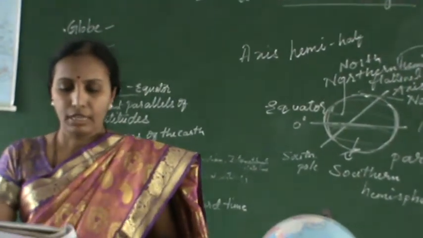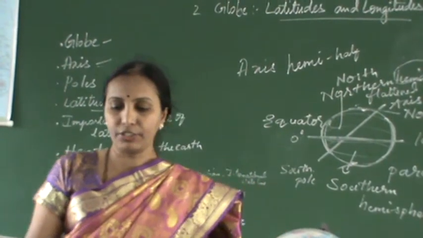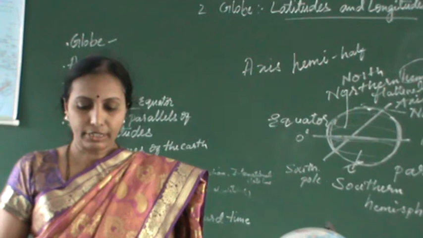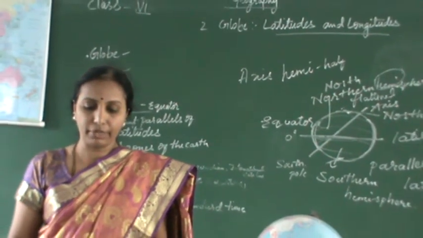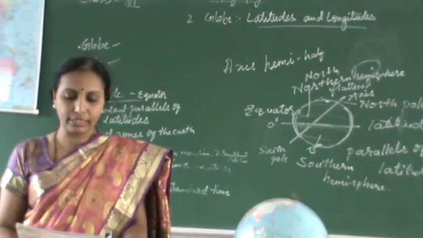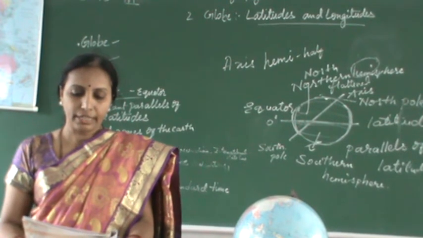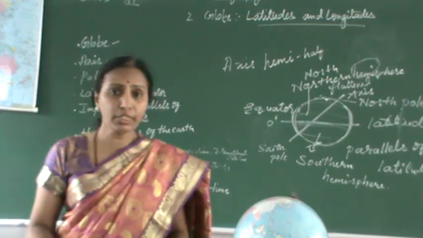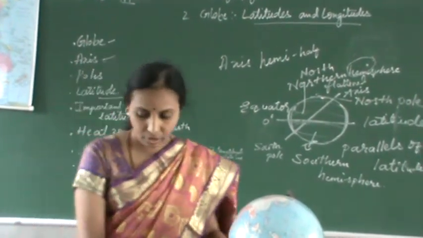Now, look at the textbook. The equator represents 0 degree latitude. Since the distance from the equator to either of the poles is 1/4 of a circle round the Earth, it will measure 1/4 of 360 degrees, that is 90 degrees. Thus 90 degrees north latitude marks the North Pole, and 90 degrees south latitude marks the South Pole. Whatever I am reading in the textbook, just underline it.